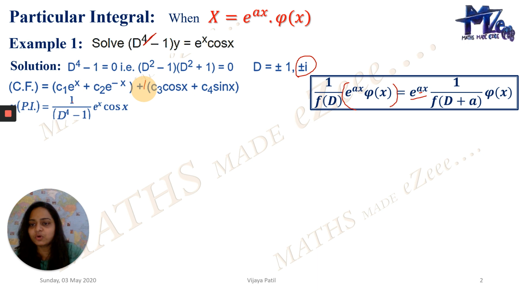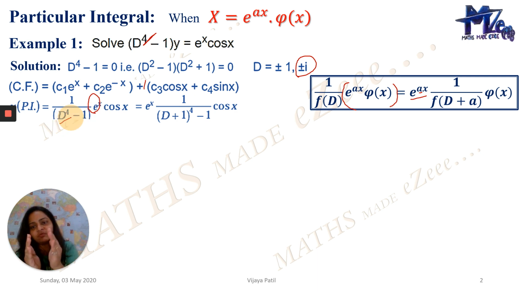What would be the PI? PI is 1 upon D to the power 4 minus 1 getting operated on this e to the power x cos x. Now if you observe here this e to the power x, what is the value of small a? Small a in this case is 1. And if it is 1, then D will get clubbed with 1, and I will get D plus 1 to the power 4, and this e to the power x, if you observe, is coming out of this operator.